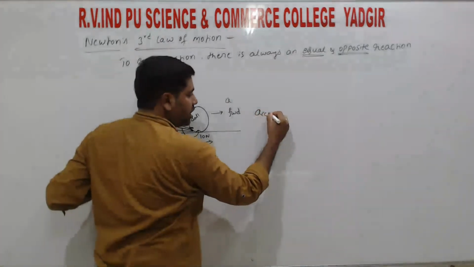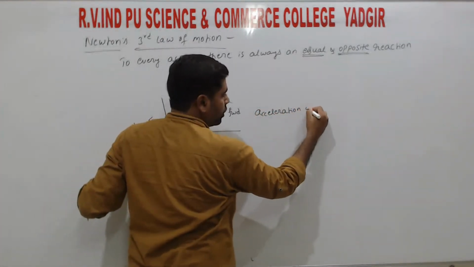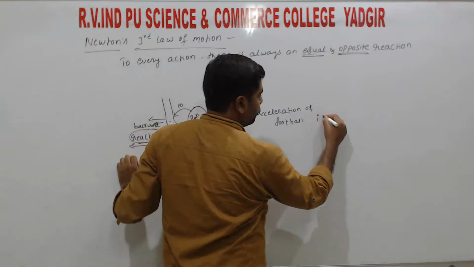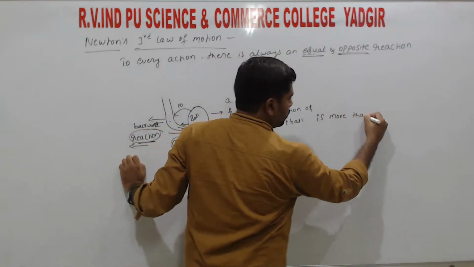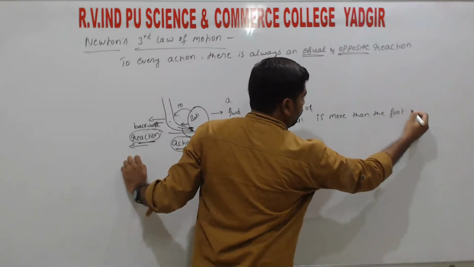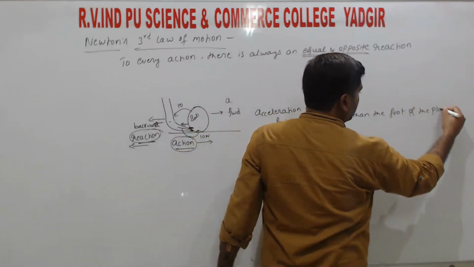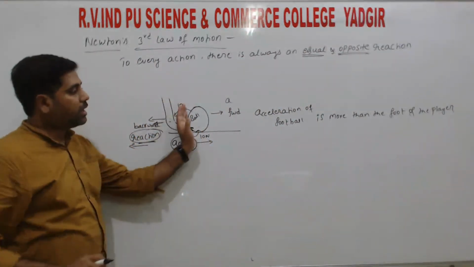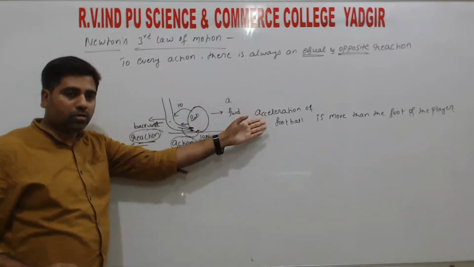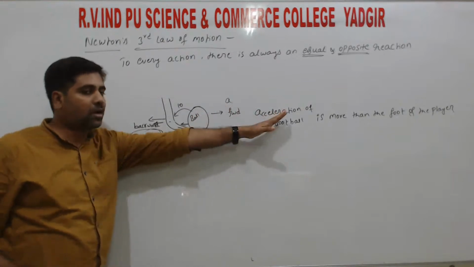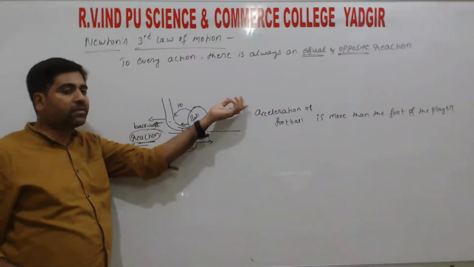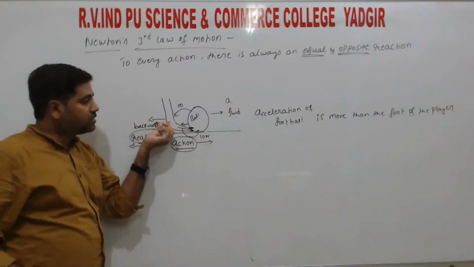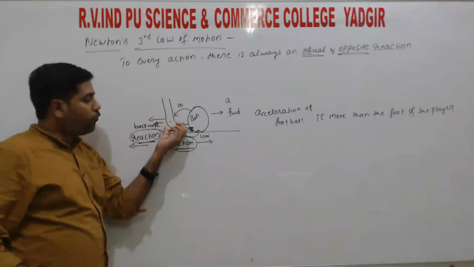So that means acceleration of the football is more than the foot of the player, right? The force is the same, but the ball accelerates, meaning it goes a long distance. Nothing but it has some acceleration, it covers the larger distance. So if a larger distance is covered, it is accelerated, right? Our leg will not cover that much of the larger distance. That means acceleration is very less for the foot of the player.